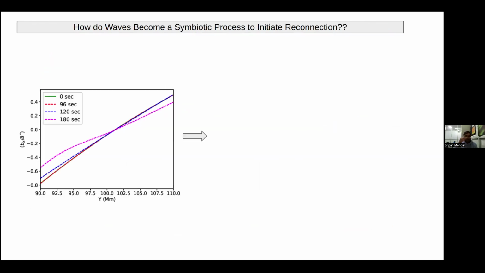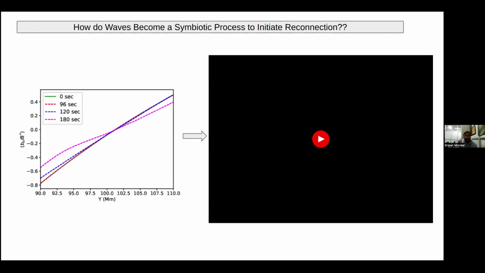Now, the next question is what role the wave is playing here. As I showed earlier, the wave reaches the magnetic null at time 108 second. You can see here that at 0 second and 96 second, the inflow magnetic field, which in our case is Bx, is similar. Therefore, there is no perturbation in the inflow magnetic field across the magnetic null point.